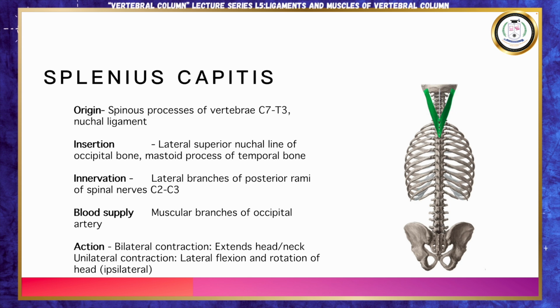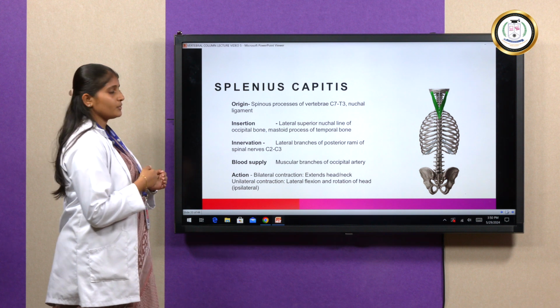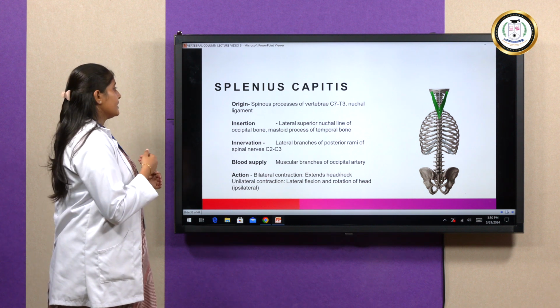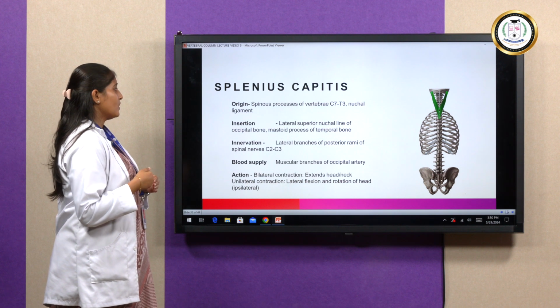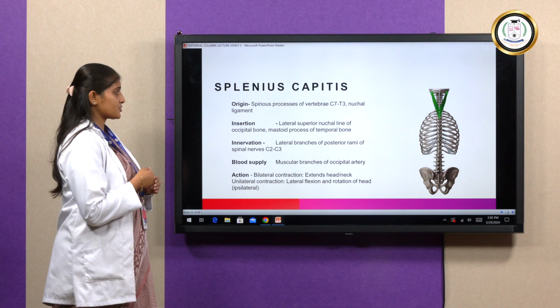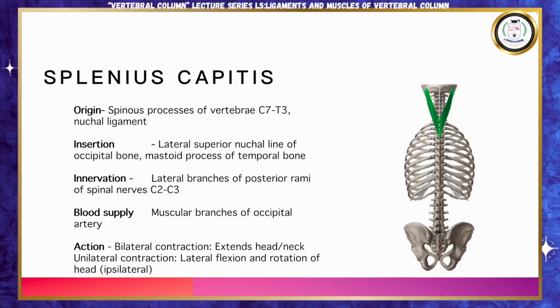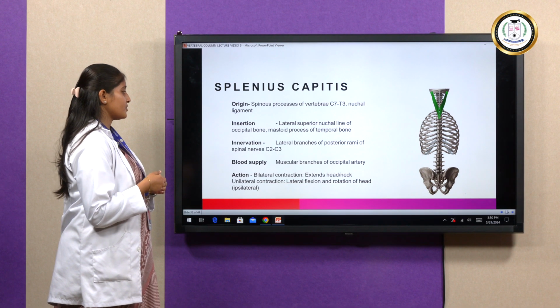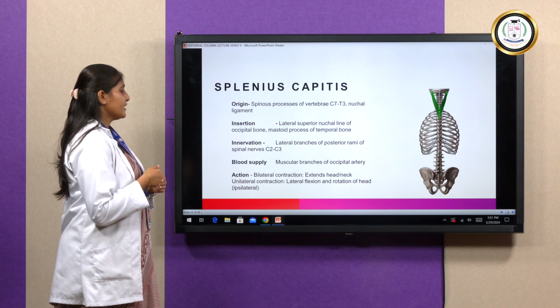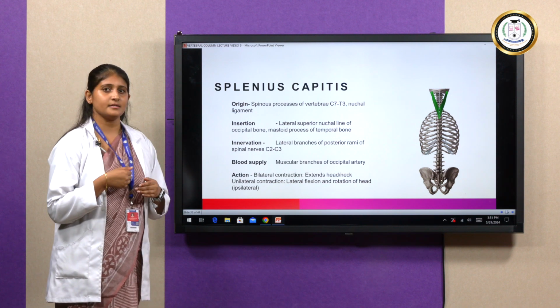It originates from the C7 to T3 vertebra and also from the nuchal ligament. It gets inserted over the lateral superior nuchal line of the occipital bone and the mastoid process of the temporal bone, and it receives the nerve supply from the posterior rami of spinal nerves C2 to C3. The action is extension of the neck, and it also helps in lateral flexion and rotation.